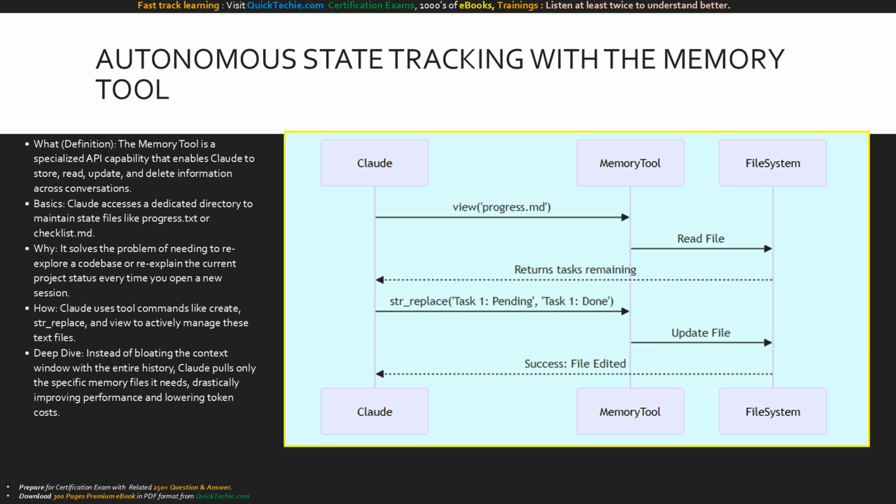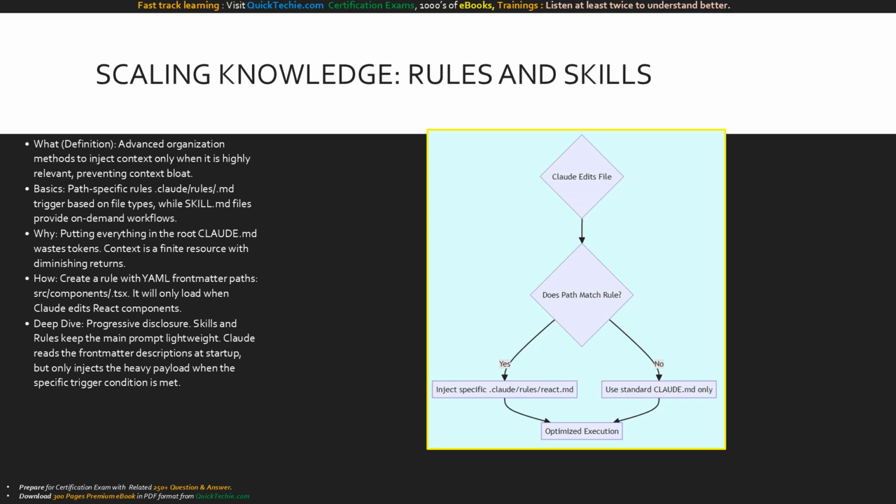The AI is managing its own project state without human intervention. As your project grows, your knowledge base will too. This brings us to scaling knowledge using rules and skills. What are they? They are advanced organization methods that inject context only when it's absolutely necessary. The basics: path-specific rules trigger based on the file type Claude is looking at, and skills provide on-demand workflows.